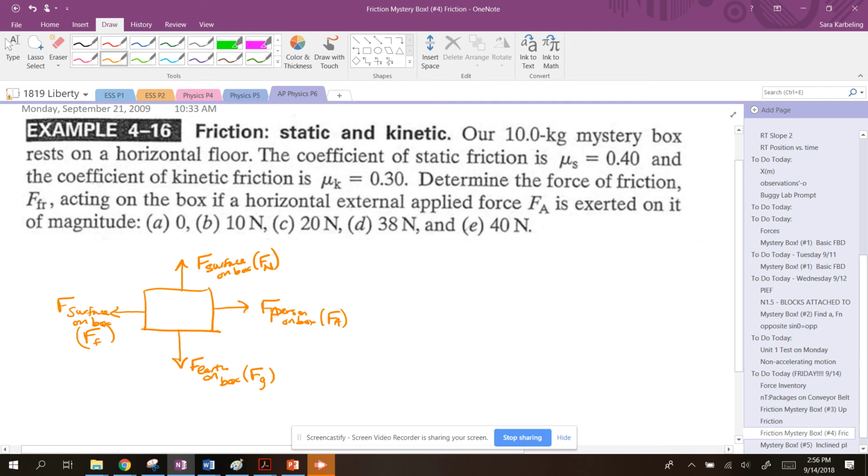Okay. Go. Have a conversation. See if you can figure it out. Talk it out right now. What do we figure? So the applied force is 0, so to calculate the static friction, you just plug it into this.